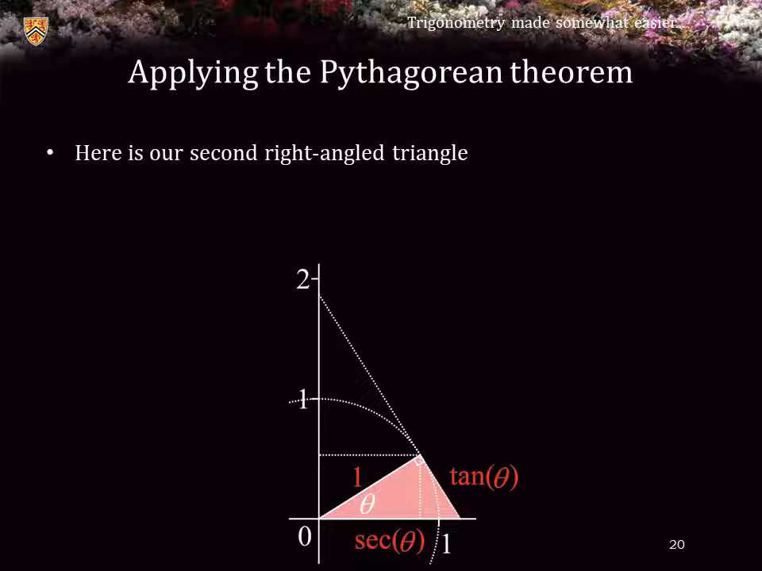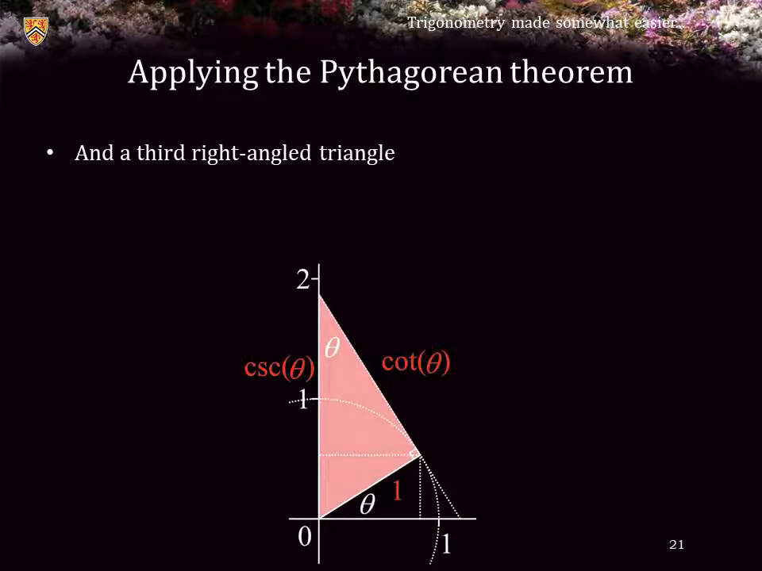Here's another triangle where one of the sides has length 1, another side adjacent to the right angle is tan theta, and the hypotenuse is secant theta. Therefore, tan of theta squared plus 1 squared, which is 1, equals secant of theta squared. Now here's another triangle. Again, the sides adjacent to the right angle have length 1 and cotan of theta, and the hypotenuse is cosecant of theta. Therefore, consequently, 1 squared plus cotan of theta squared is equal to cosecant of theta squared.